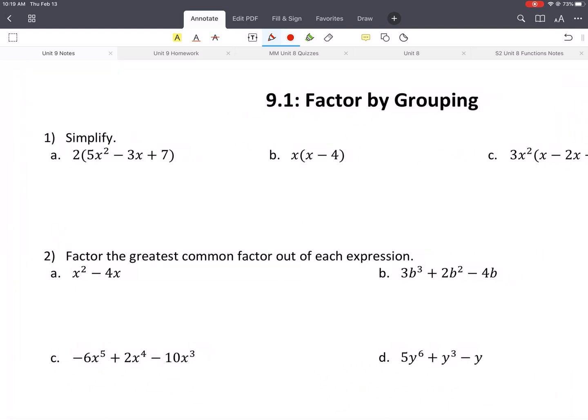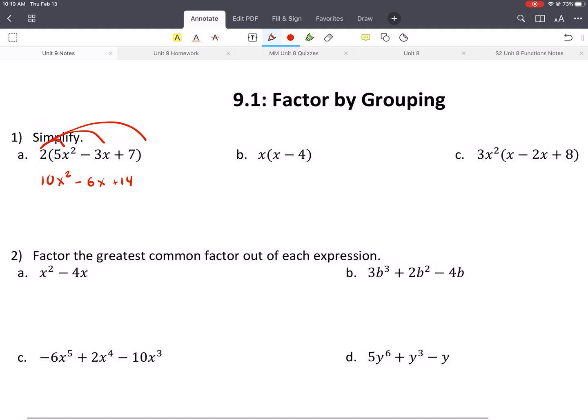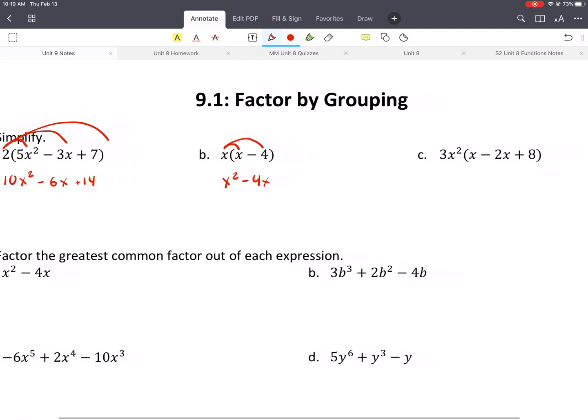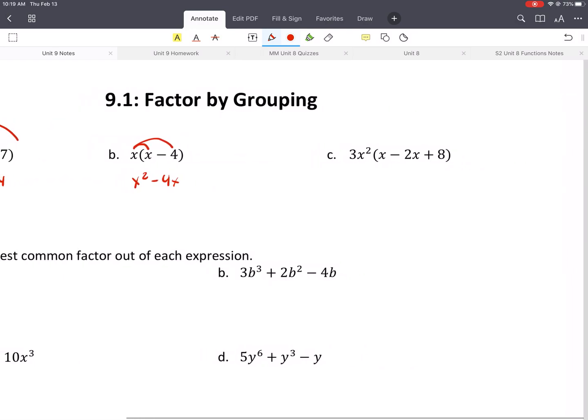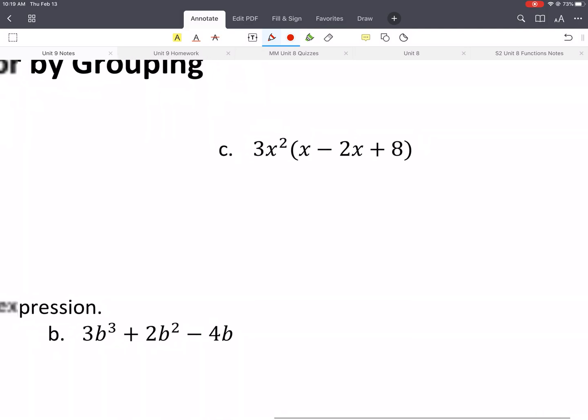That's just to simplify. So this is just distributing using the distributive property. So 2 times 5 is 10x squared. Here we've got negative 6x, and here we've got 2 times 7 is 14. All right. Here we've got x times x, that gives us x squared, and x times negative 4 gives you negative 4x.